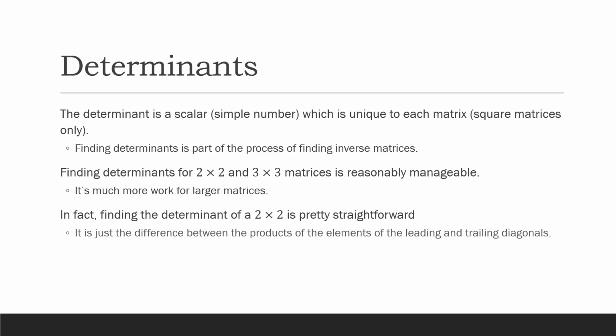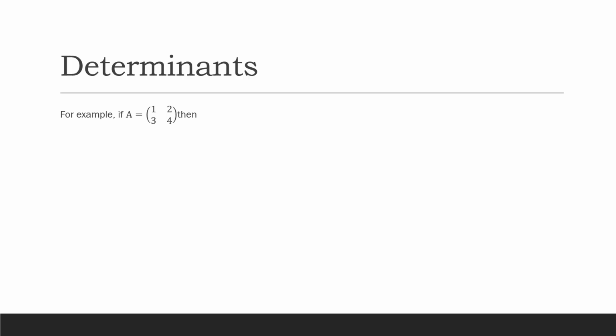Very straightforward for 2 by 2. It's the product of the elements on the leading diagonal subtract the product of the elements on the trailing diagonal. Given this example, the leading diagonal has 1 and 4, the trailing diagonal has 3 and 2. So the determinant, which is written as det A, or can be written as mod A, is going to be 1 times 4 subtract 3 times 2, and it's minus 2. That's all there is to it.